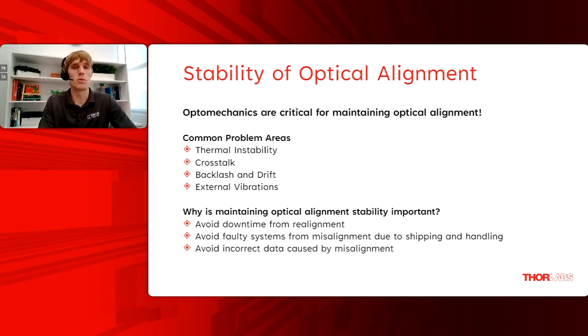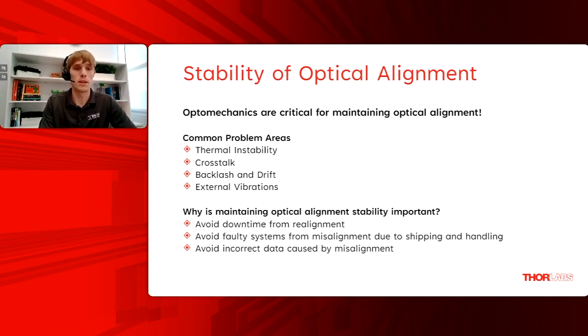And why is this important? So a few key things that you want to think of are avoiding downtime from realignment. The research lab user, for instance, might have to realign their system each morning or maybe every half day, and that takes precious time. You can also avoid faulty systems from misalignment due to shipping and handling.